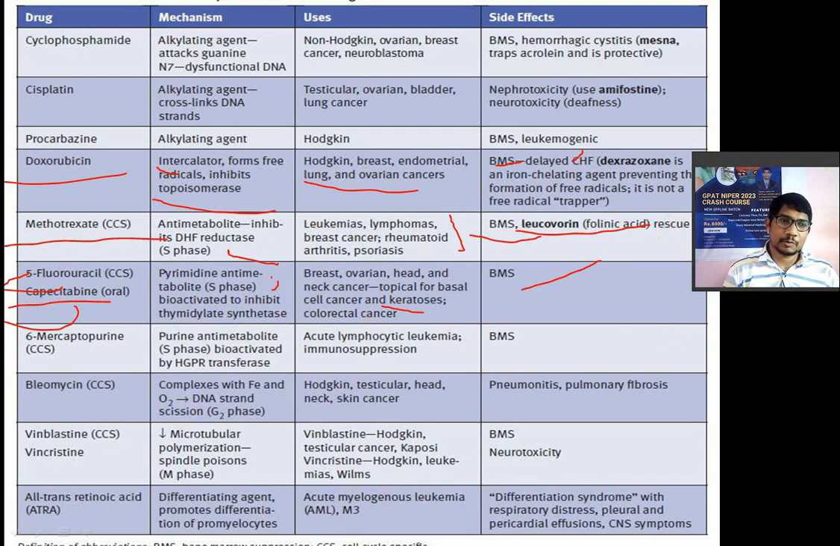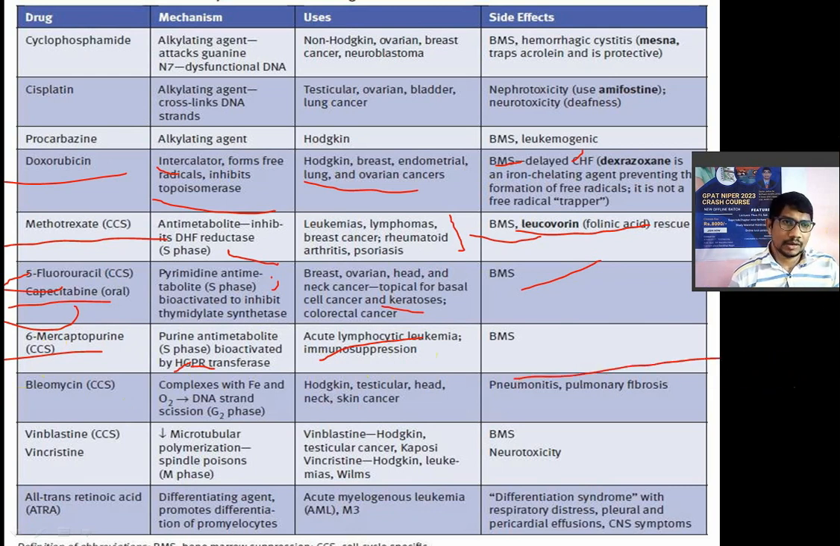6-mercaptopurine is again an antimetabolite. It is a purine antimetabolite. It is activated by the HGPRT enzyme, hypoxanthine-guanine phosphoribosyl transferase. So 6-mercaptopurine is a cell cycle specific drug. It is activated by this enzyme and inhibits DNA synthesis. It is used in acute lymphocytic leukemia, and in both acute myeloid leukemia and chronic myeloid leukemia. It is an immunosuppressant. It also causes bone marrow depression.